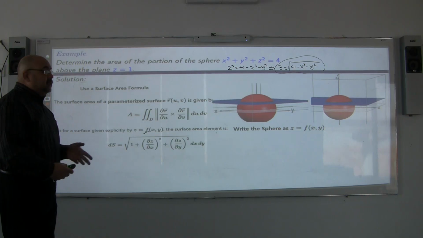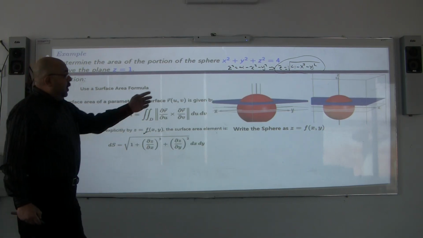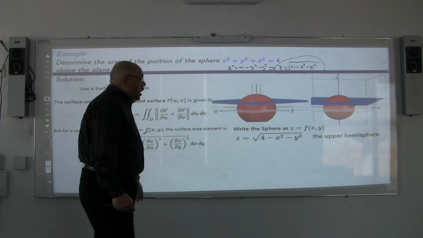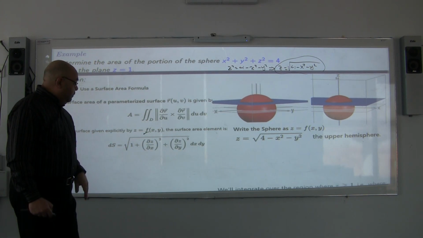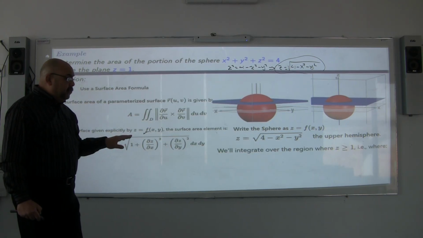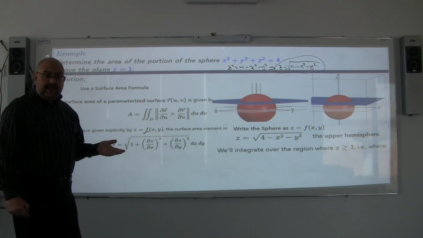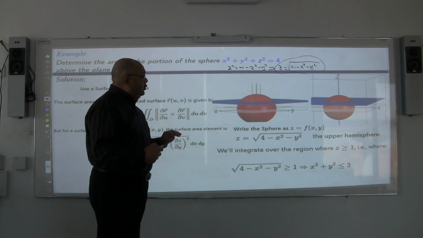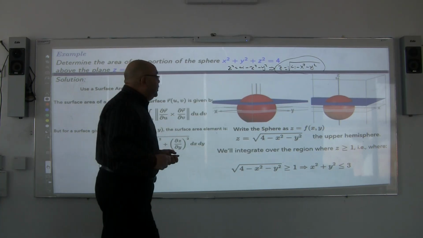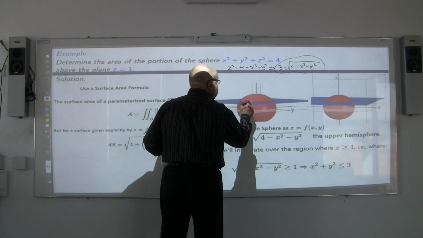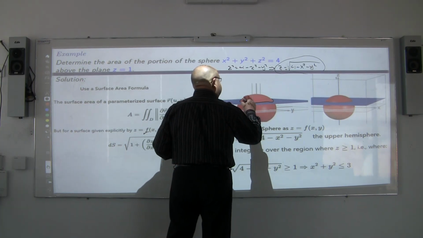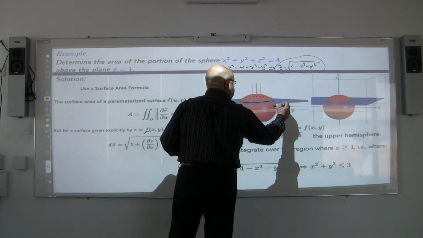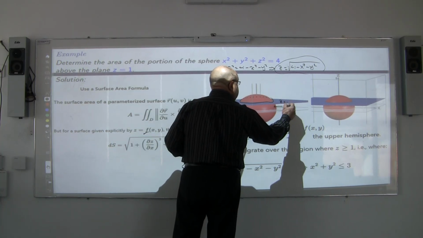Now, I can write the sphere as z equal to a function of x and y. I already did that, which is the square root of 4 minus x squared minus y squared, the upper hemisphere, the upper part. So we will integrate over the region where z is greater than or equal to 1. And so I will have to determine the boundary of this disk, which is the intersection between our sphere and the plane z equal to 1.